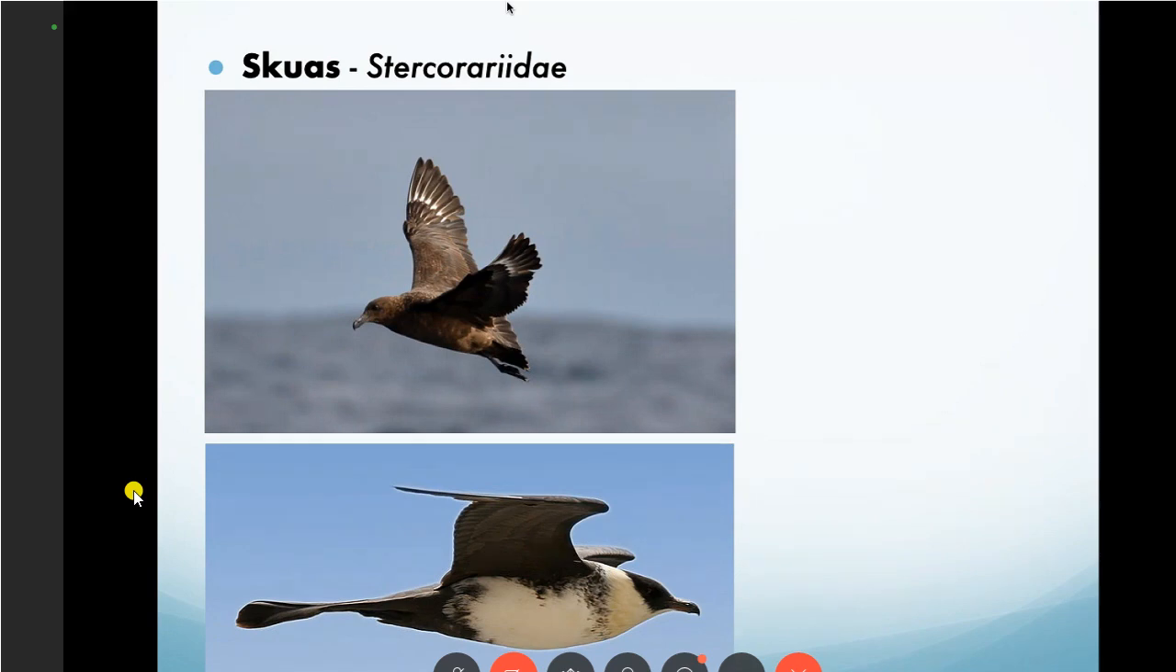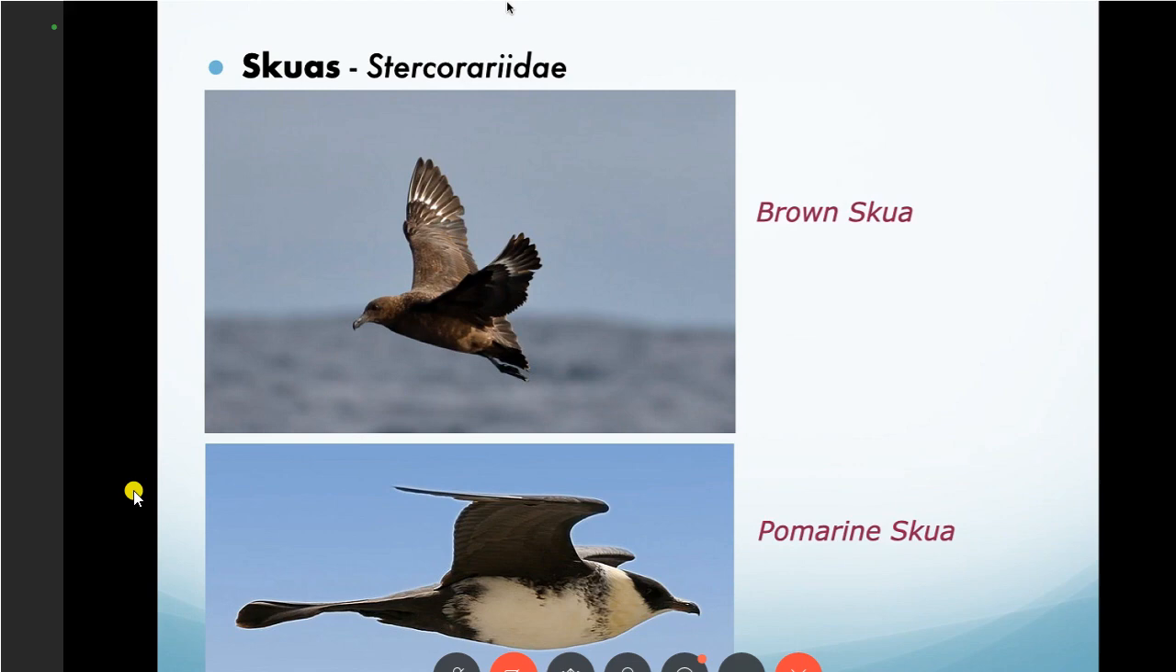Now coming to skuas over here. The one at the top, which is the brown bird, is the brown skua, and the one below is the pomarine skua, also called poms outside of India. If you look at this pomarine skua over here, you can see a very long tail, and the tail forms a spoon-like structure at the end of it. That is one of the identification features of the bird. When the elongated tail forms a spoon-like structure, it is likely to be a pomarine skua.